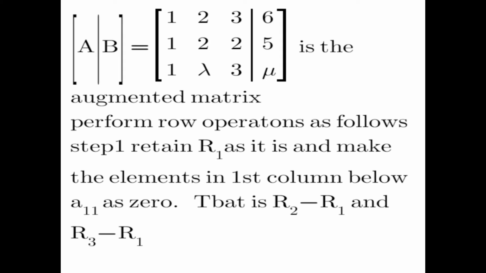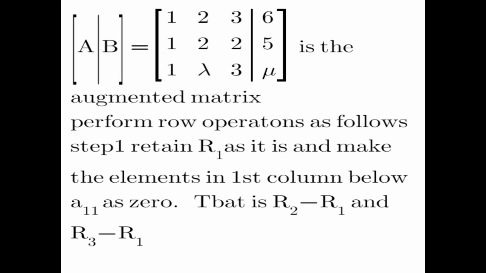So here we write the augmented matrix. You note that the first three columns are 1 2 3, below that 1 2 2, and below that 1 lambda 3. So the first three columns to the left of the separator are the coefficients of x, y, and z respectively. That is the coefficient matrix A. And the right hand side of the separator is the column B with constants 6 5 mu. So this is called the augmented matrix. In other words, we are augmenting the coefficient matrix by the additional column of constants.